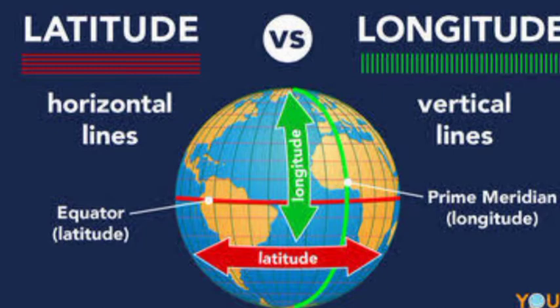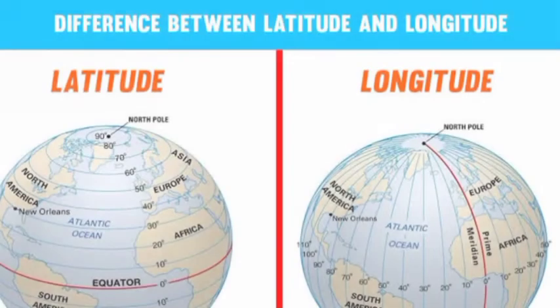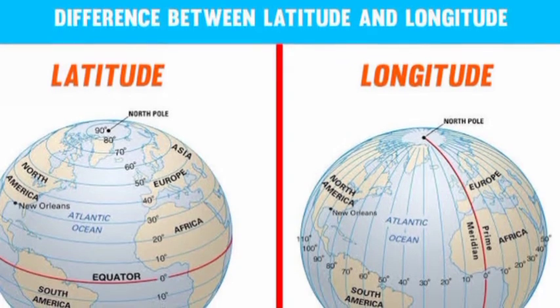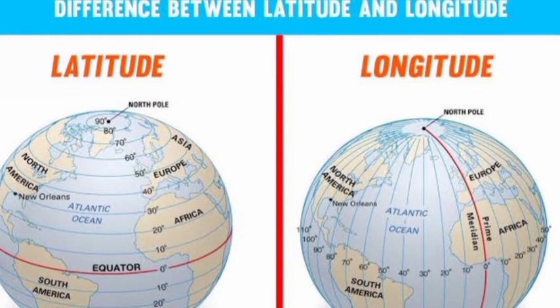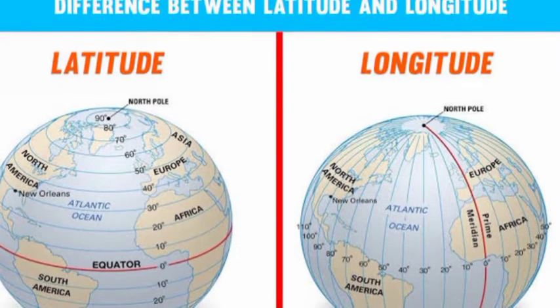Some of the differences that exist between longitude and latitude: the lines of latitude run from west to east, while those of longitude run from north to south. Lines of latitude are parallel to each other. Lines of longitude are not parallel, but they converge at the poles.